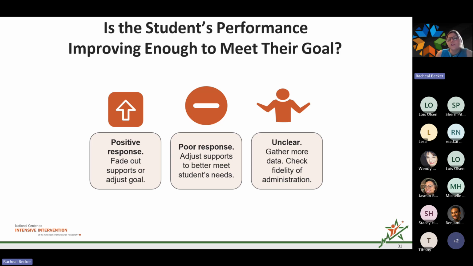When reviewing a student's graph, there are three possible conclusions. Number one, are they making a positive response? Is the student on track? If this is the case, then we want to consider fading supports or increasing the goal. Number two, if there is a poor response, the current intervention is insufficient. Begin the DBI adaptation process. I also want to emphasize that it's important that the decision rules are applied consistently. And then if the data is unclear, we want to check fidelity.